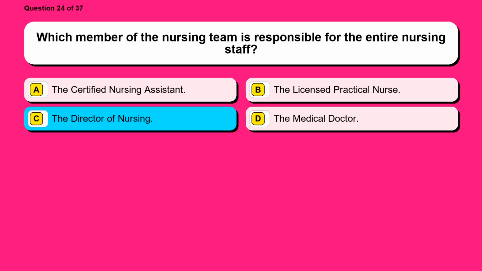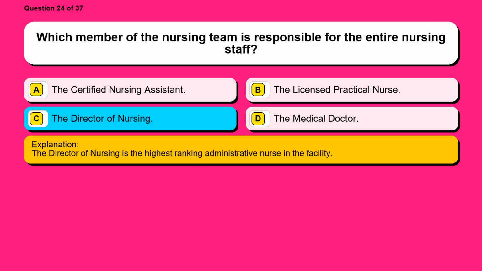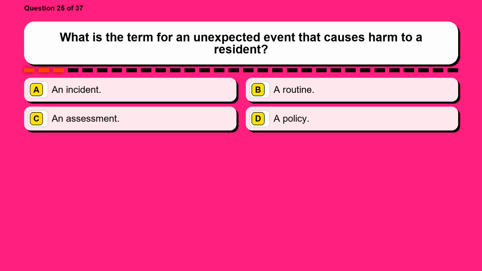The correct answer is option C. The director of nursing. The director of nursing is the highest ranking administrative nurse in the facility. Question 25. What is the term for an unexpected event that causes harm to a resident?